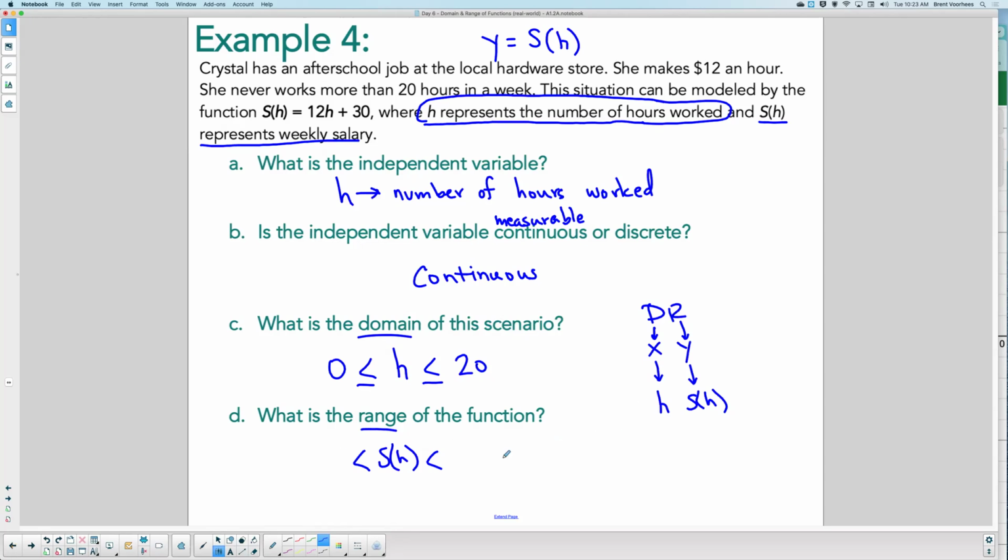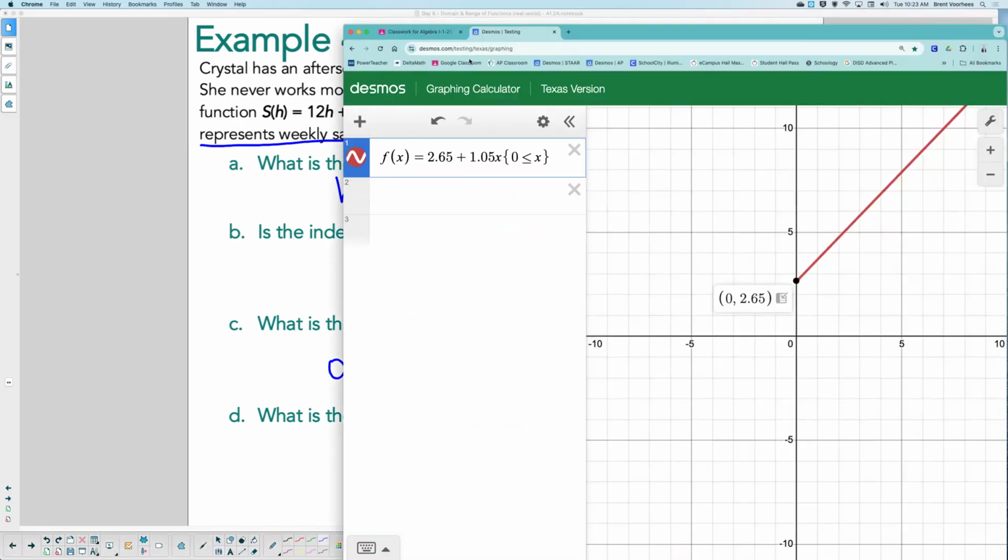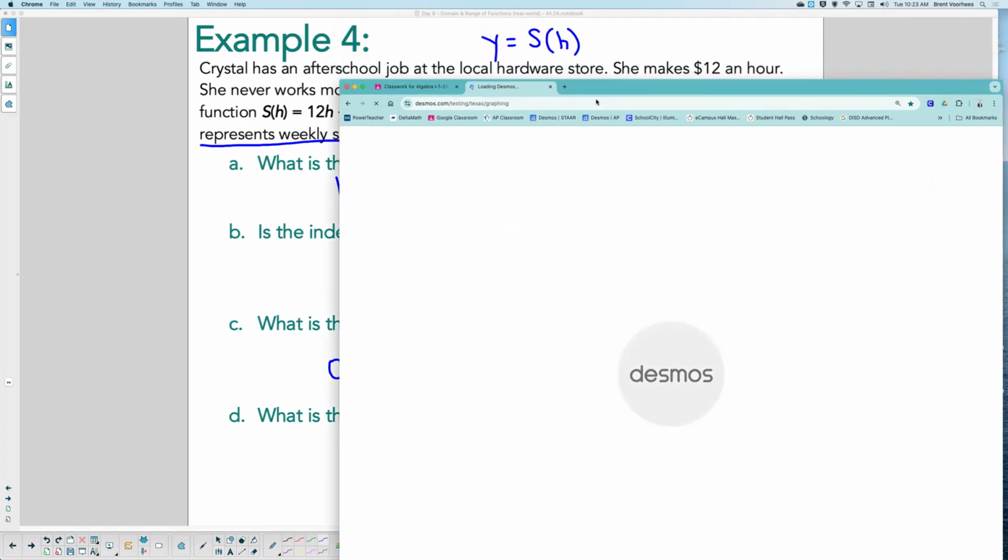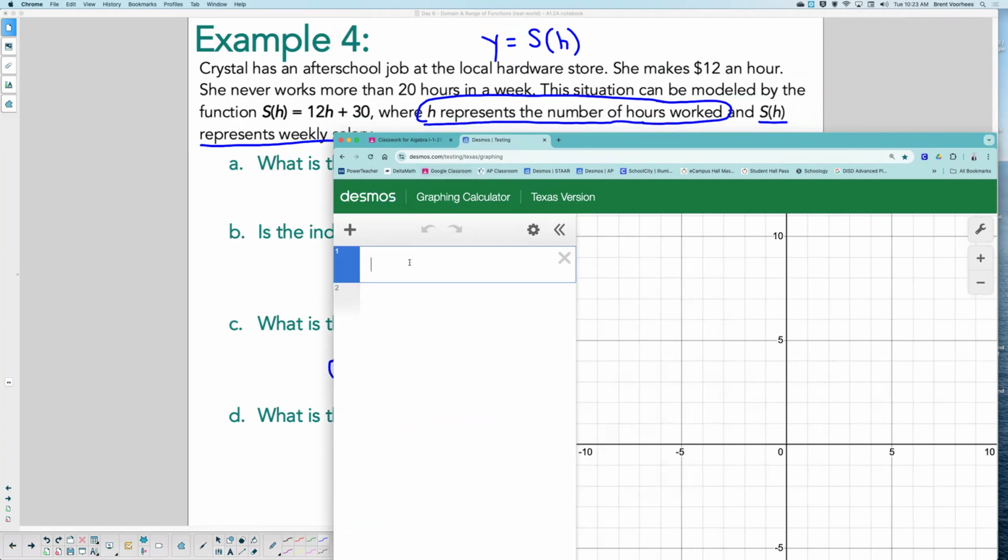So for the range, do y'all want to use your calculators again to help us out? Let's go to our computer, hit the refresh. I guess you could just delete it, but I went ahead and refreshed. I'm going to type in the equation: S of H equals 12H plus 30.